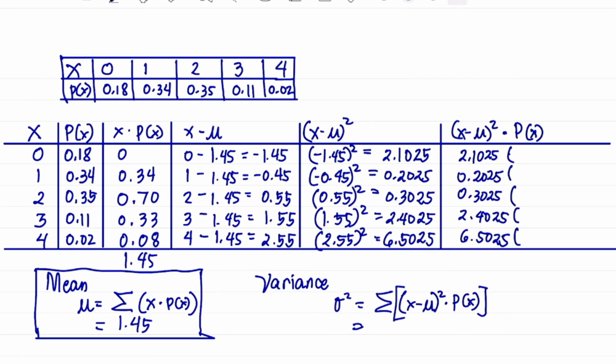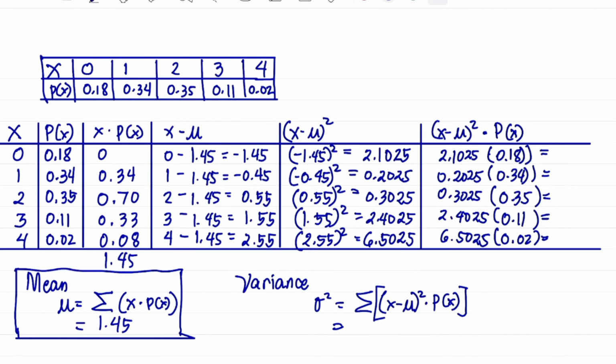So copy 0.18, 0.34, 0.35, 0.11, 0.02. Okay, next, find now the product.